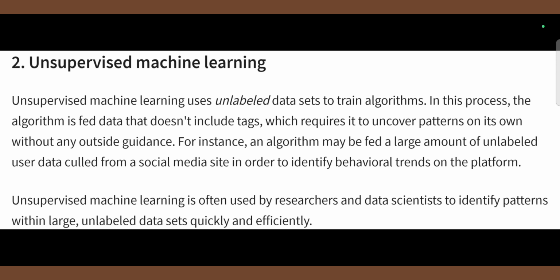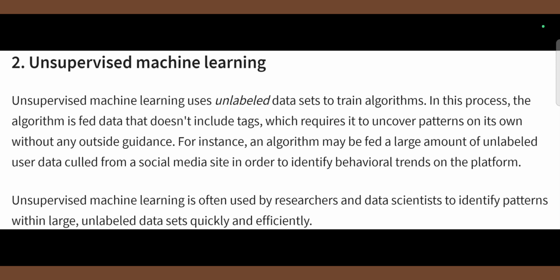Unsupervised learning is classified into two categories of algorithms: clustering and association. So, a clustering problem is where you want to discover the inherent grouping in the data, such as grouping customers by purchasing behavior. Another algorithm, association. An association rule learning problem is where you want to discover rules that describe a large portion of your data, such as people that buy X also tend to buy Y.